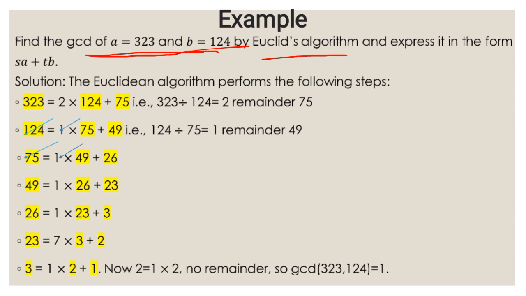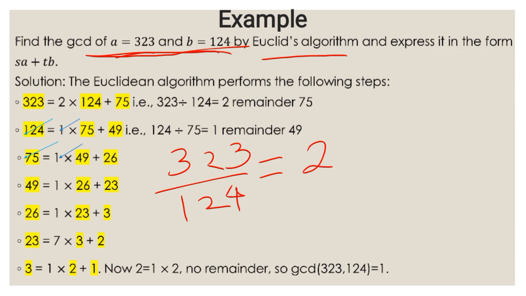Okay, so we need to find the GCD first. So how do we find the GCD? Basically, you're working backwards. You know your A, you know your B. If I take 323 and divide it by 124, so you need your calculators now, how many times will it go? It'll go 2 times, and your remainder is 75. You can confirm.